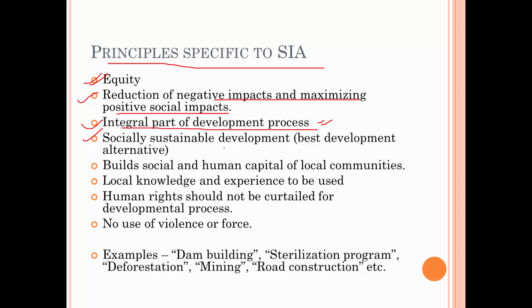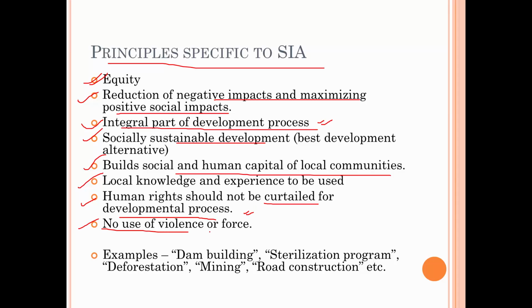Then socially sustainable development. You know that right now the sustainable development goals are the most important thing, not just for climate change but also for social harmony. Then build social and human capital of local communities, local knowledge and experience. Same thing, human rights should not be curtailed for the development process. This is a very important point.